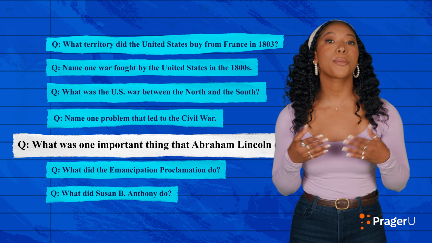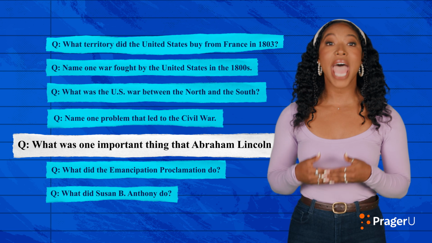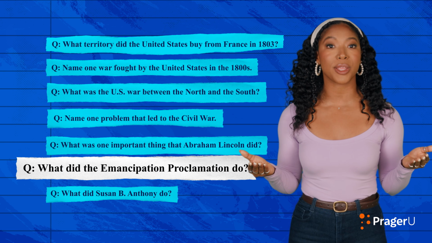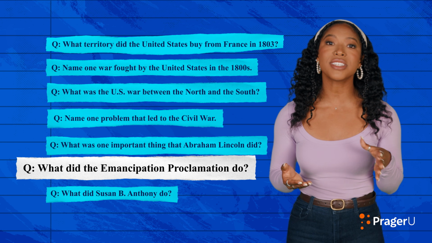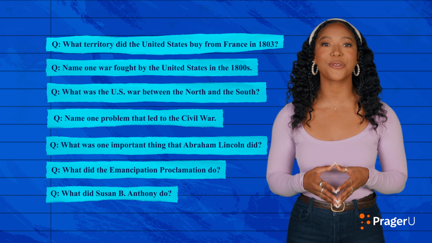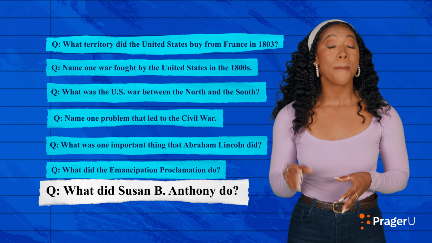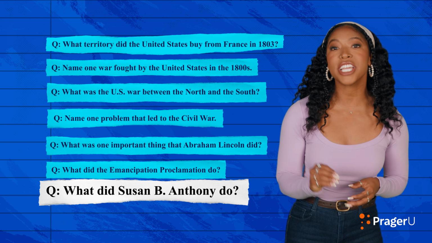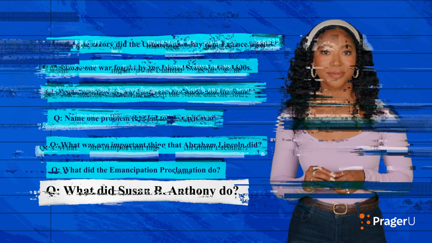Abraham Lincoln was the president during the Civil War and issued the Emancipation Proclamation that declared slaves in the southern states were free. A number of 19th century women like Susan B. Anthony played vital roles in the fight for the right for women to vote.